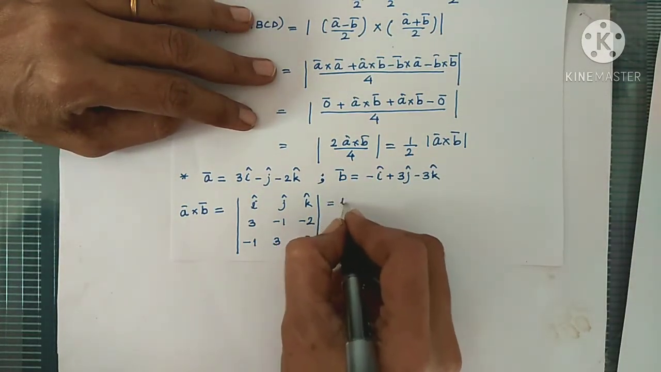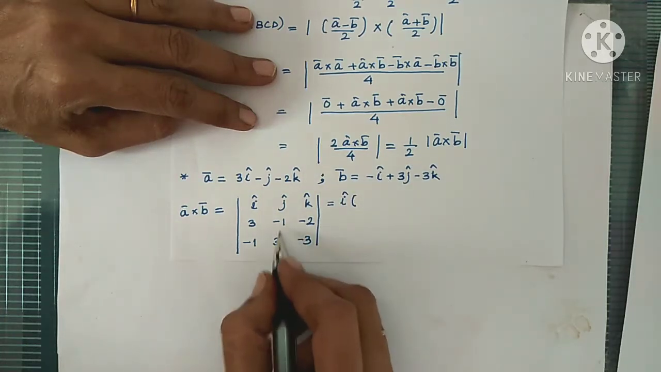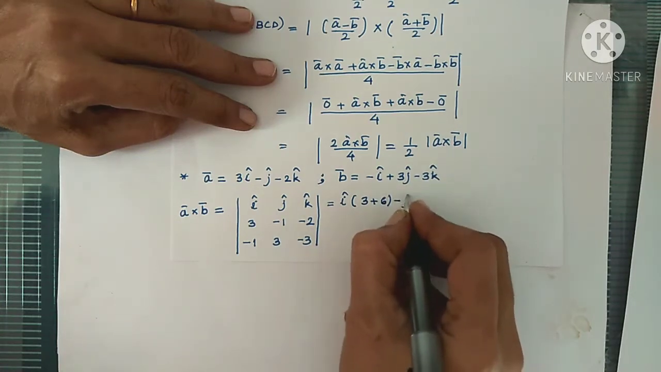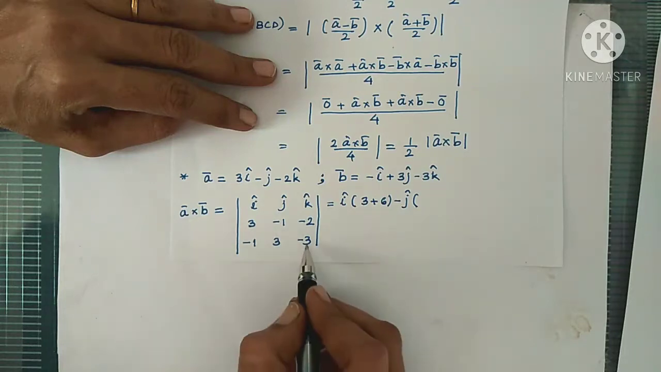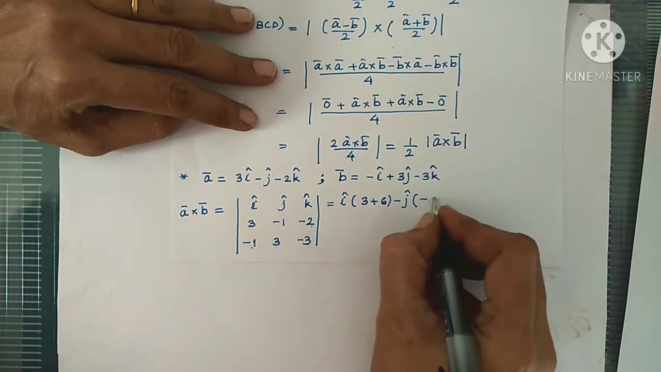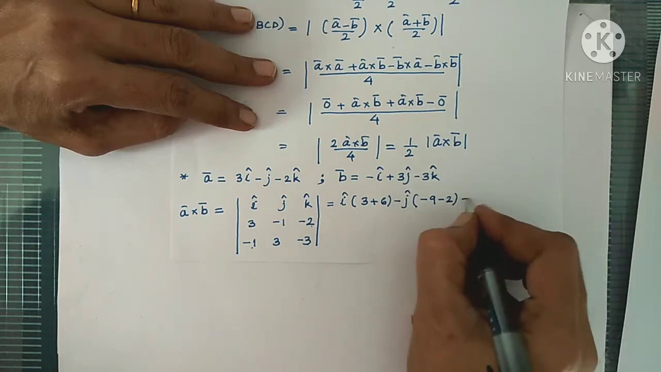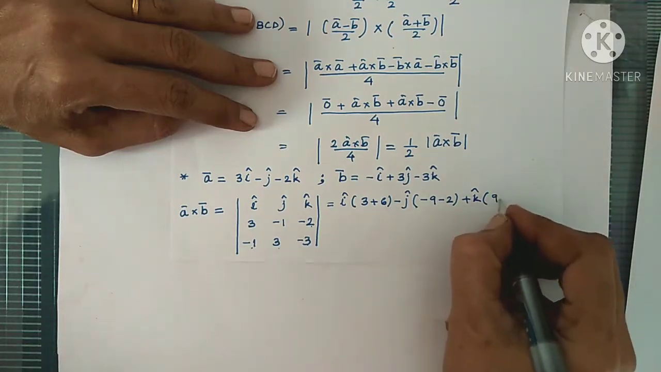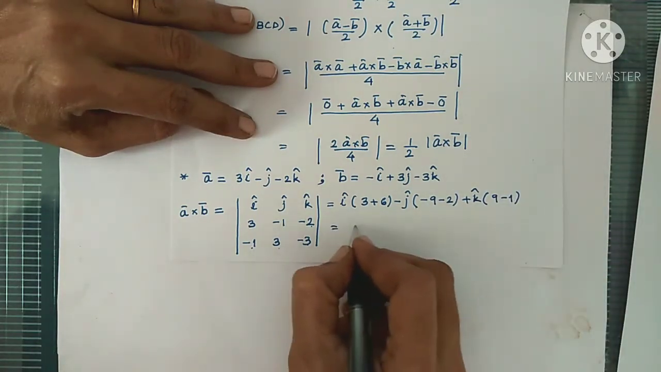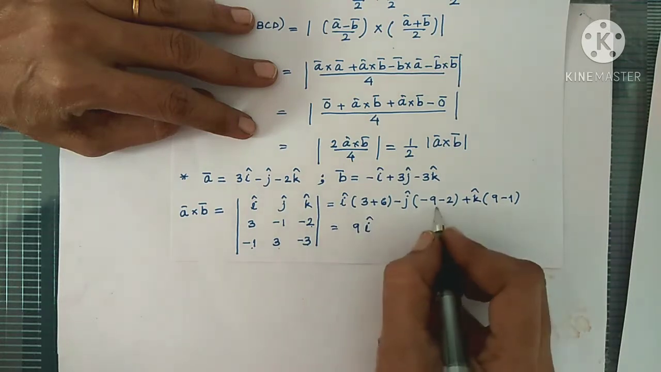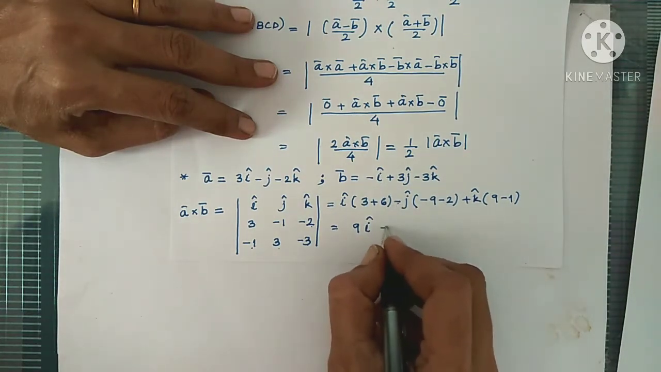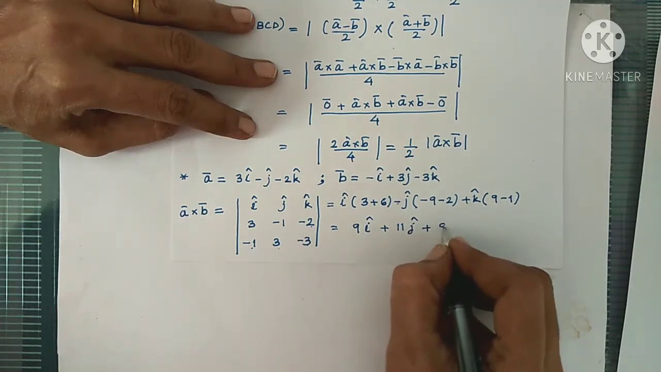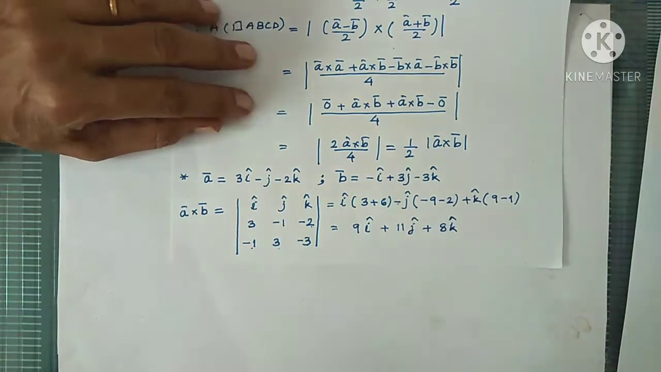b bar. So it is i cap, then we have 3 minus minus plus 6. Next term is minus j cap. Then we have minus 9 minus 2, plus k cap. Here we have 9 minus 1. So that is equal to 9 i cap. Now this one is minus 11, and since we have a minus sign outside, we have a plus 11 j cap. And the last term is 8 k cap. So we have a bar cross b bar.